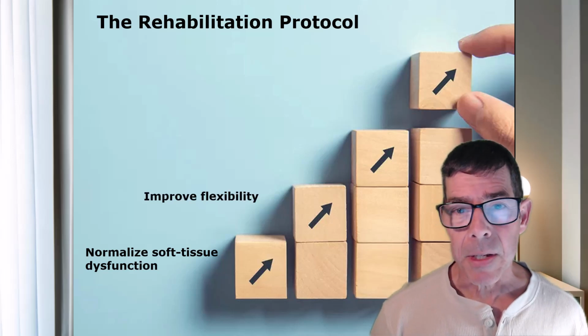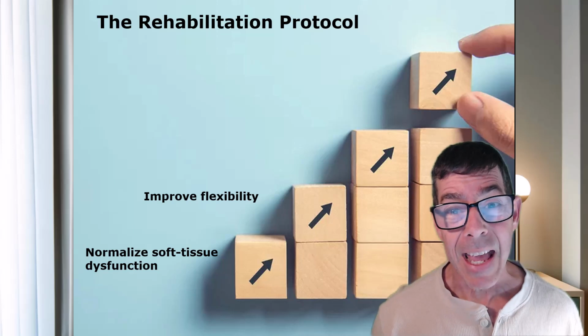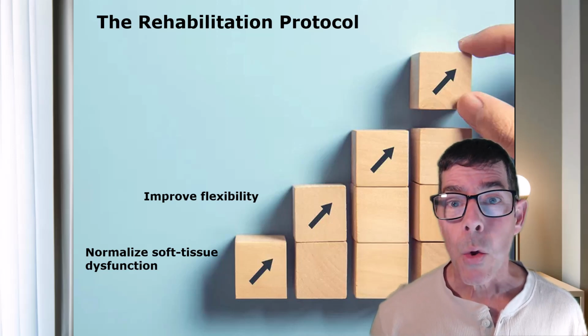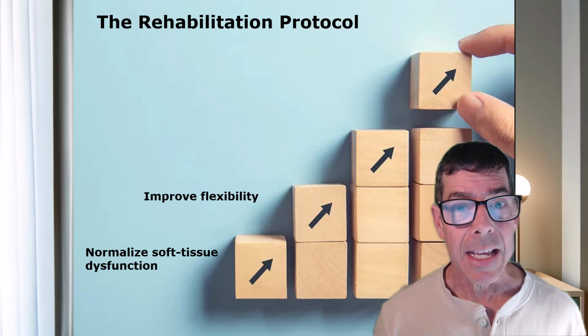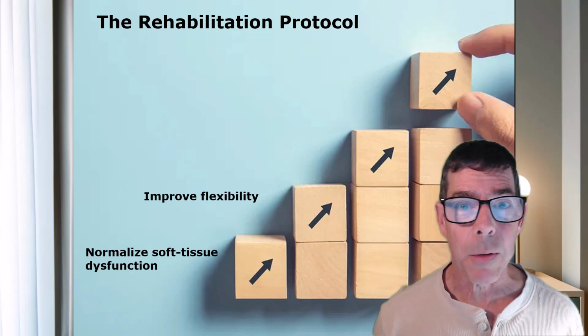The second step is to improve flexibility of those tissues. This is going to happen as we begin to get a handle on the soft tissue dysfunction. We want to encourage elasticity and pliability in all those tissues and get them as flexible as possible. We're aiming to restore ideal movement patterns.